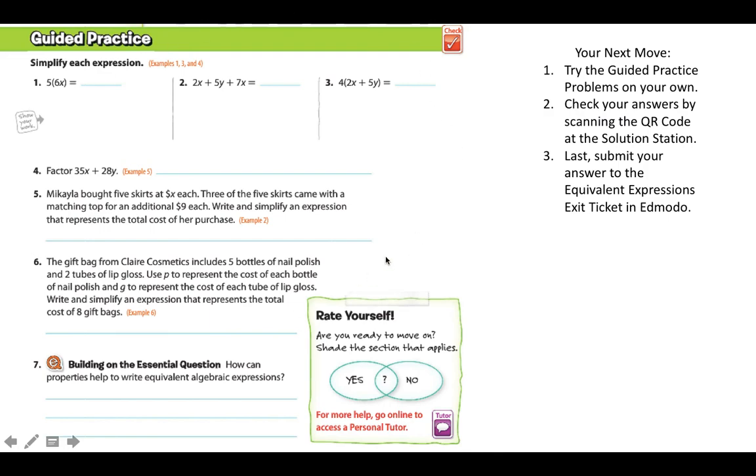Now, try these guided practice problems on your own. Then you'll check your answers using the QR code at the solution station. Last, you'll submit your answer to the equivalent expressions exit ticket in Edmodo.